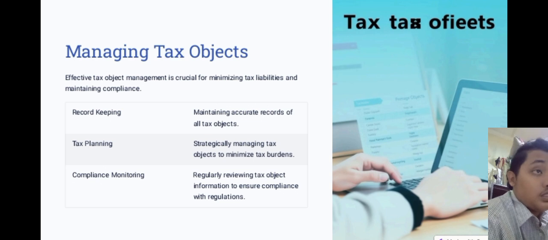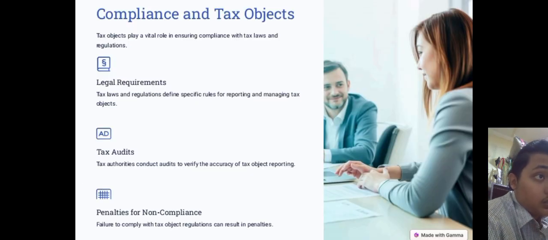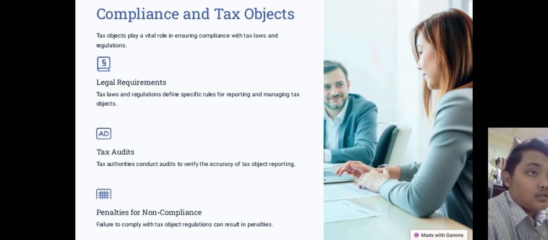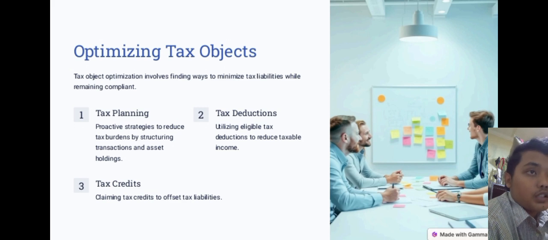Compliance and tax object. Tax objects play a vital role in ensuring compliance with tax laws and regulations. Number one, legal requirement: tax laws and regulations define specific rules for reporting and managing tax objects. Number two, tax audits: tax authorities conduct audits to verify the accuracy of tax object reporting. Number three, penalty for non-compliance: failure to comply with tax regulations can result in penalties.